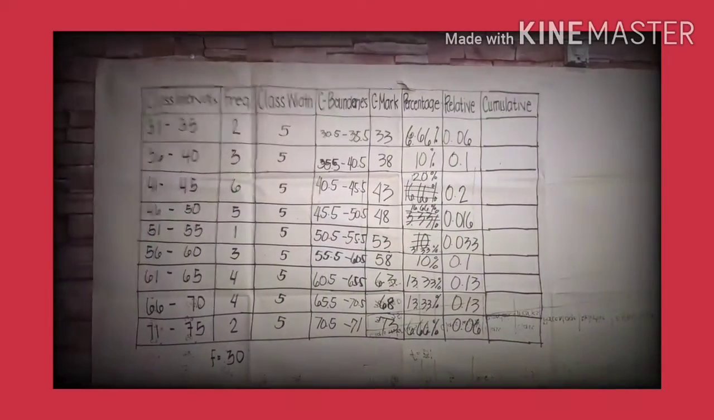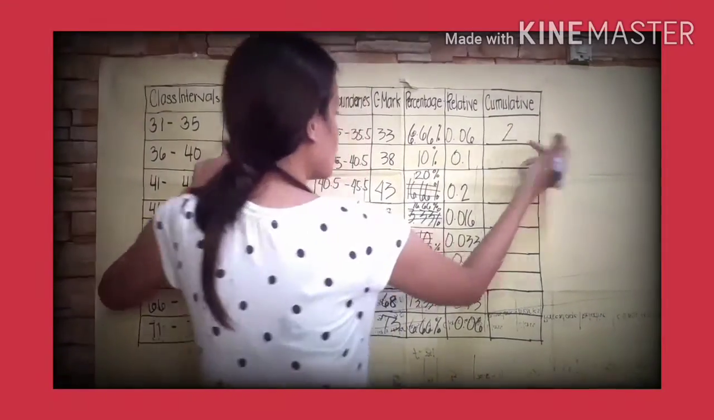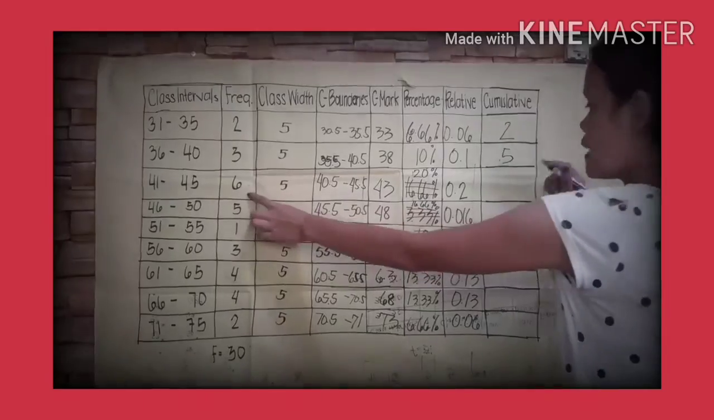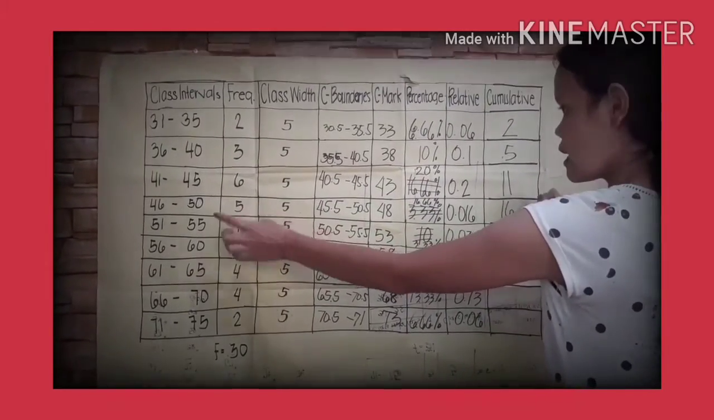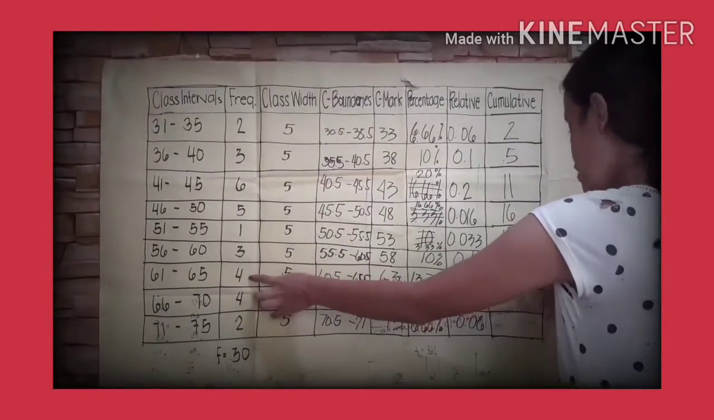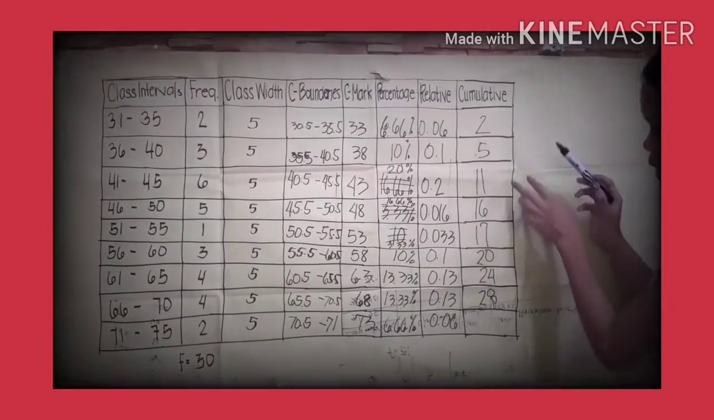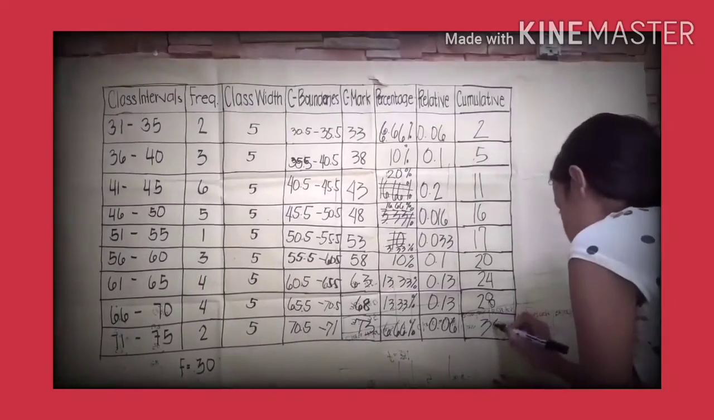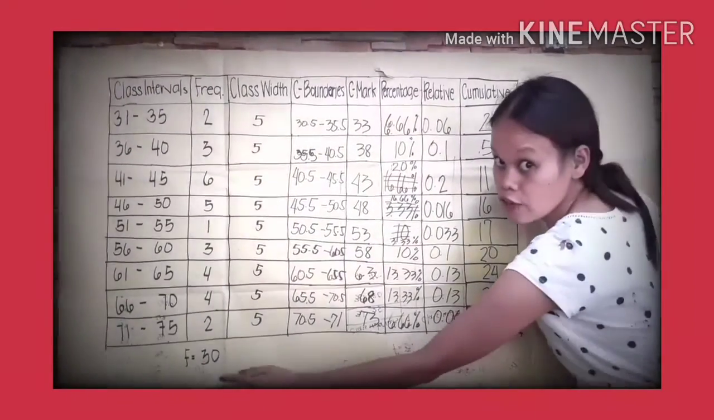So in the cumulative frequency, you're just going to add your frequency numbers. So we're just going to copy the 2 here. 2 plus 3, 5. 5 plus 6, 11. 11 plus 5, 16. 16 plus 1, 17. 17 plus 3, 20. 20 plus 4, 24. 24 plus 4, 28. And 28 plus 2 equals 30. So this is the cumulative frequency, which should be the same as the total of your frequency.